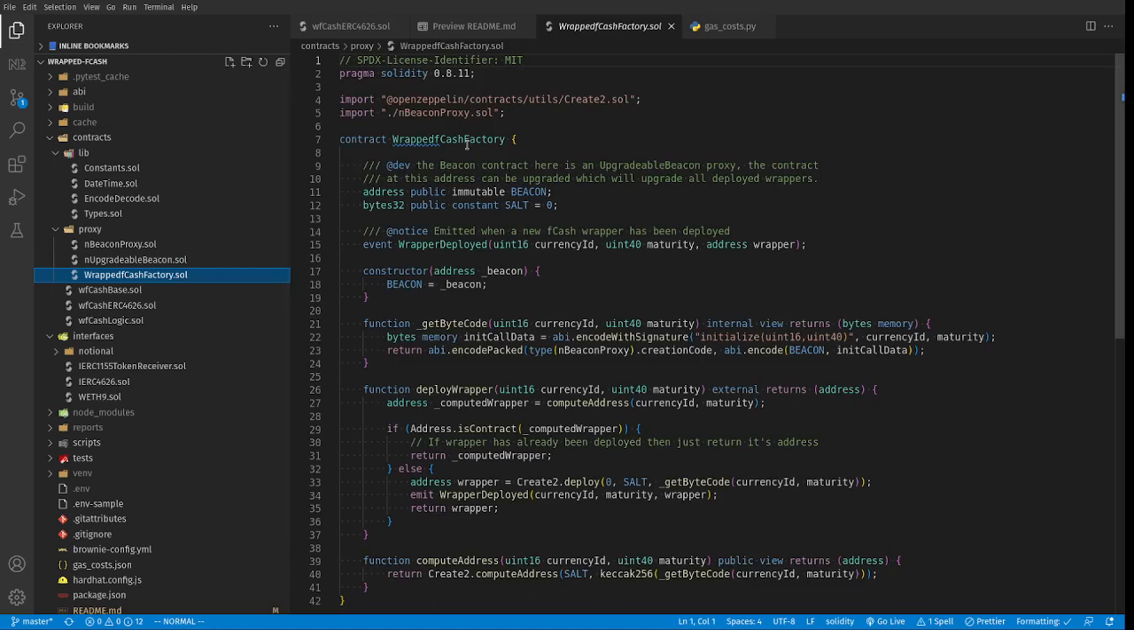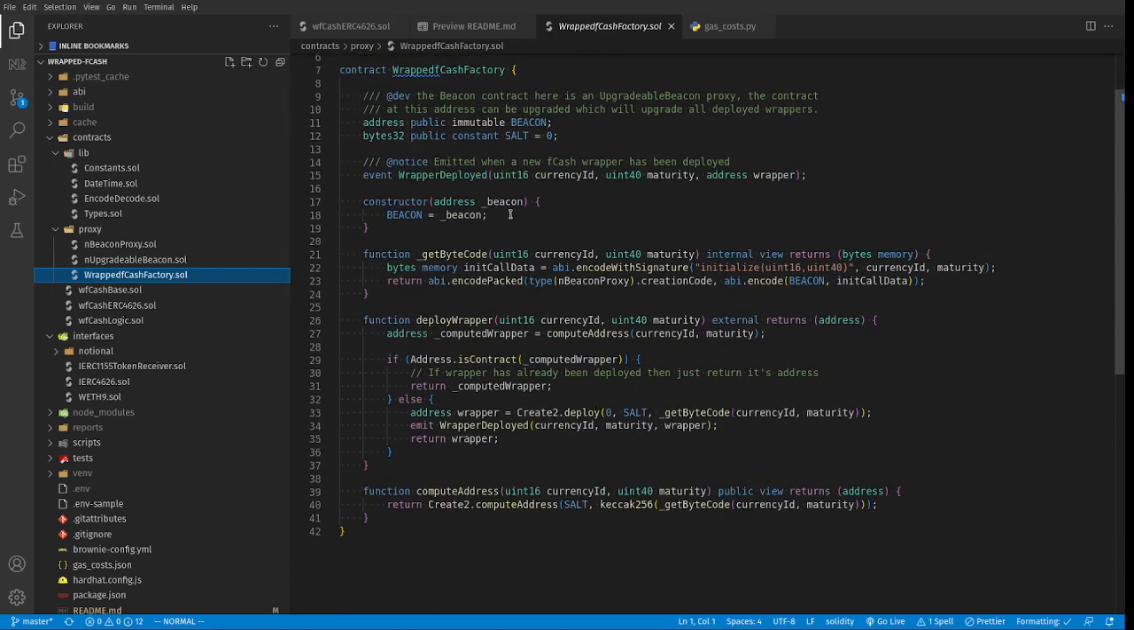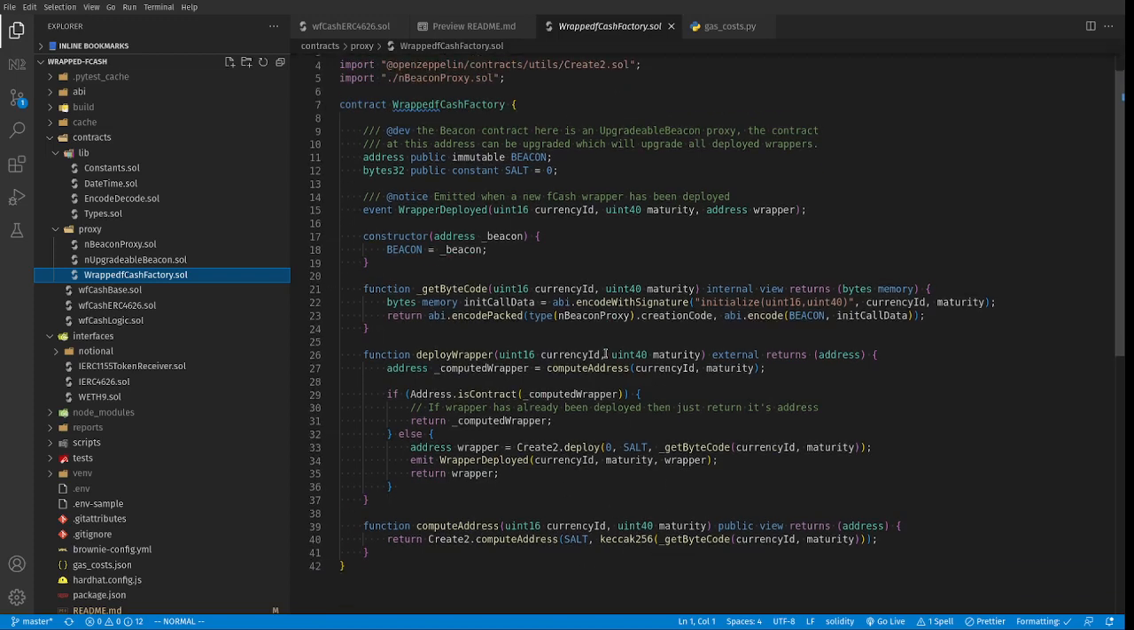The wrapped fCash factory. So this will be deployed as a standalone contract, and it will point to the upgradable beacon. Users or developers can call the deploy wrapper and compute address methods here. So this is using the OpenZeppelin create2 implementation. If the contract is deployed, it'll just return the address for you. If not, it will go ahead and deploy that wrapper for you.